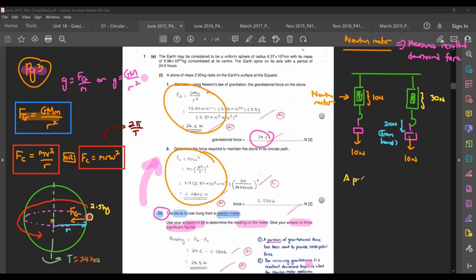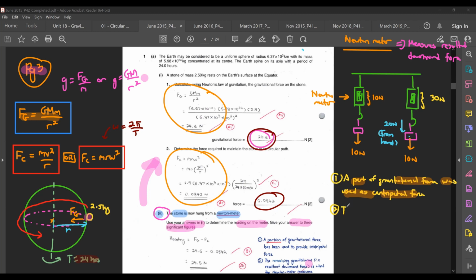A part of your gravitational force was used as centripetal force. Okay, your gravitational force was 24.6. Your centripetal force was 0.0842. So not all your gravitational force has been used up as centripetal force, only a portion of it. That's why here I say a part of your gravitational force was used as centripetal force. Okay, this is number one.